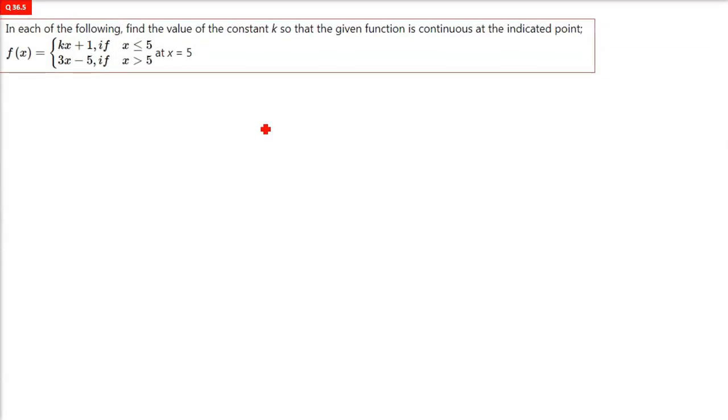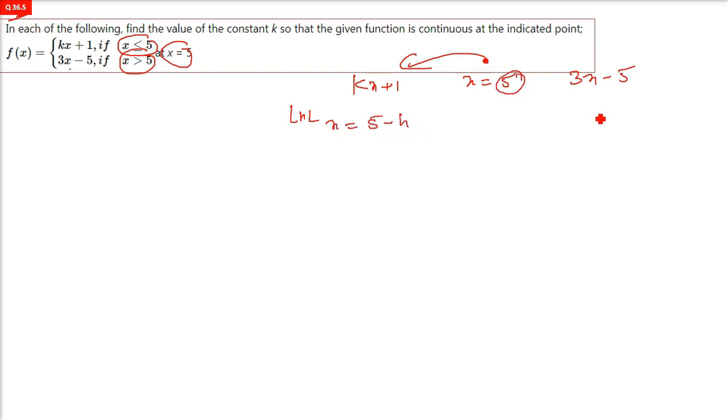In each of the following, these are all the same kind of question. One of them we are going to do a different way. Here we have x equals 5, so we have to check at x equals 5. If you go a bit backwards, x is less than 5, you use kx plus 1. When you move a bit further, you use 3x minus 5, and x equals 5 is the point of continuity check. So x will be equal to 5 minus h on the left hand side, and x will be equal to 5 plus h on the right hand side.